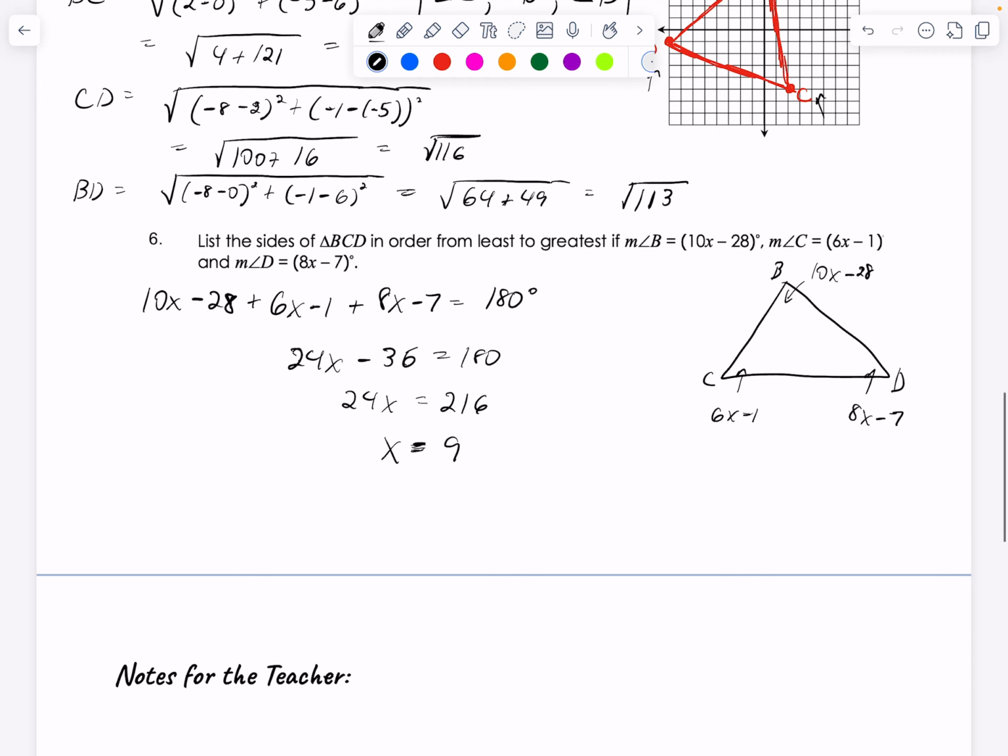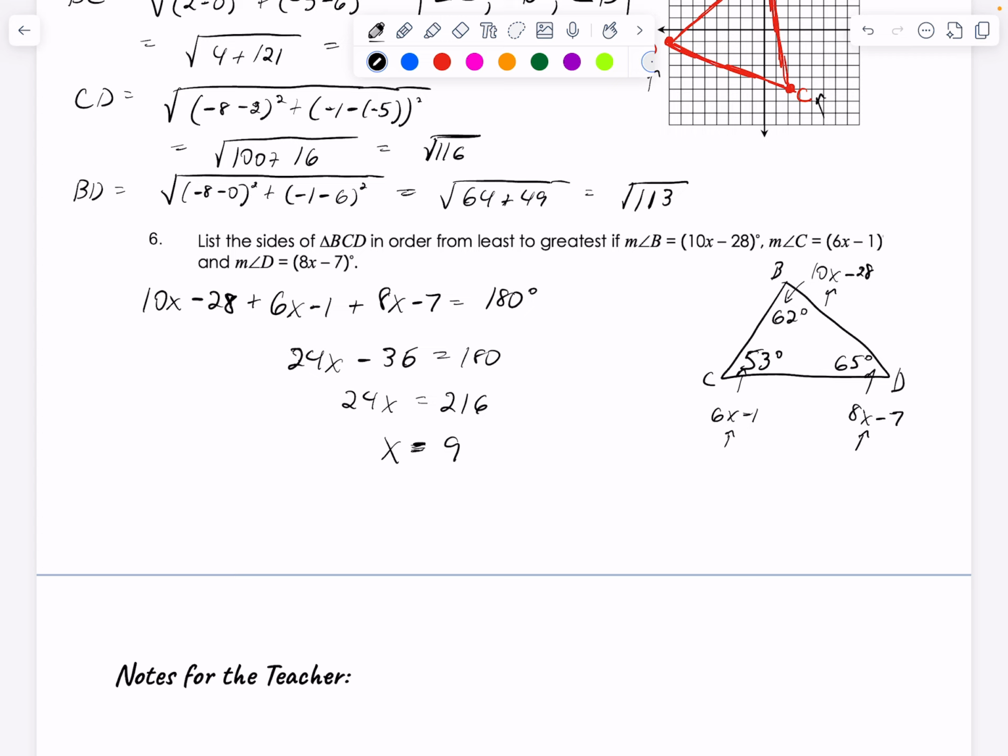So let's plug these back in to each of these angles to figure out what they are. Plugging in 9 for this x, that's 9 times 6 is 54, minus 1 is 53 degrees. Plugging it in here, 9 times 8 is 72, minus 7 is 65 degrees. Plugging in here, that's 90 minus 28, which is going to be, let's see, 62 degrees, I believe. Yes, that should be right. Make sure they all add up to 180. Let's see, that's 170. Okay, that should work. All right, great, we're at 180.